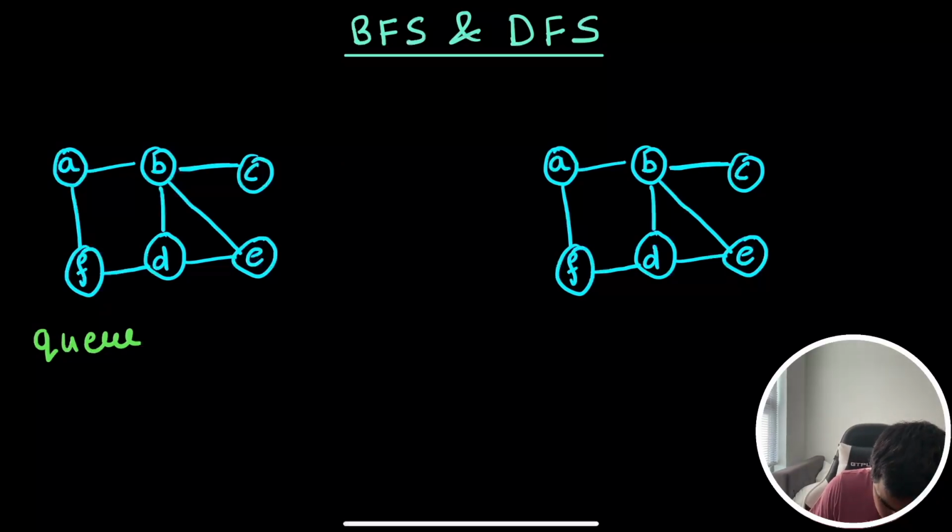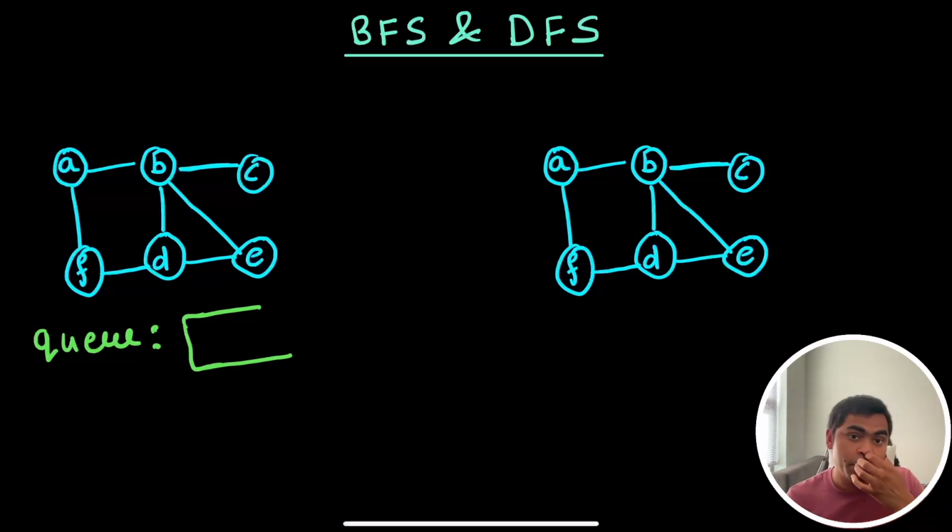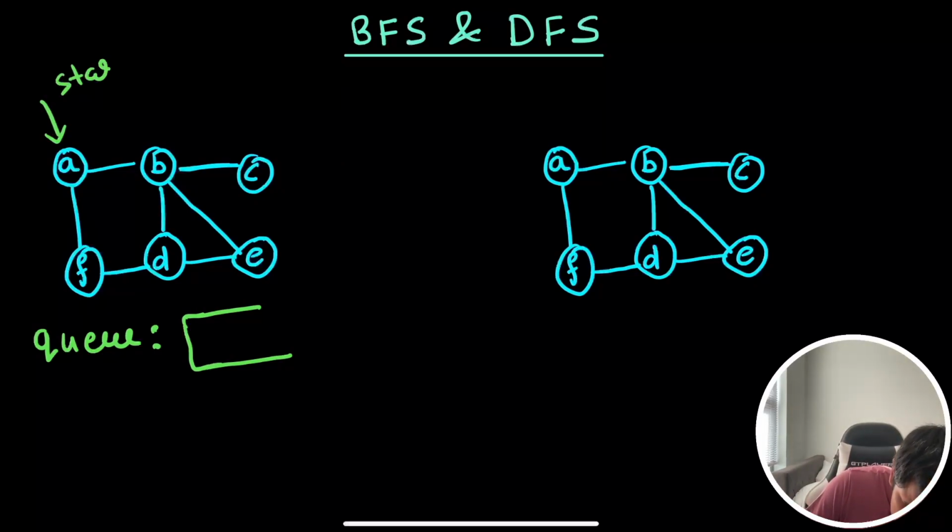Okay, so this queue basically keeps the nodes that we are going to visit in order. Let's say this is my start node. Initially I will push that to my queue, so my queue initially will have A.